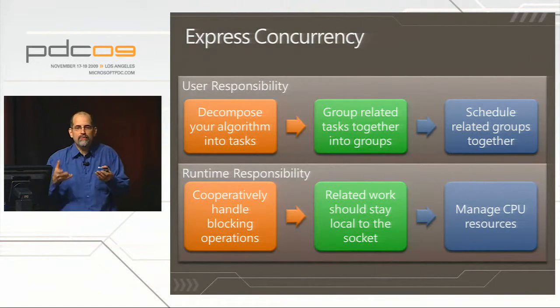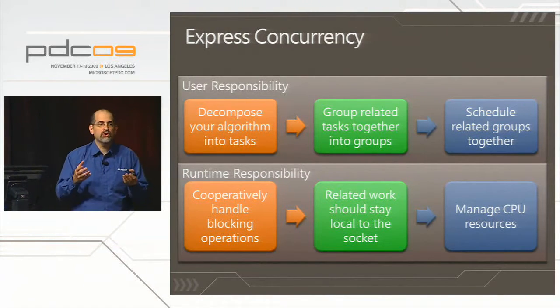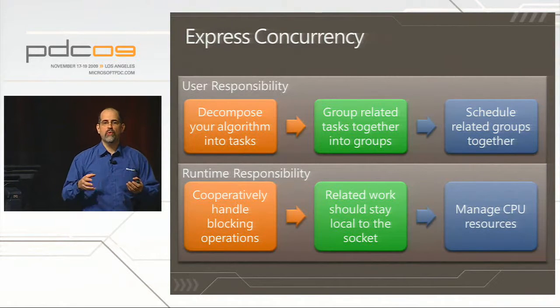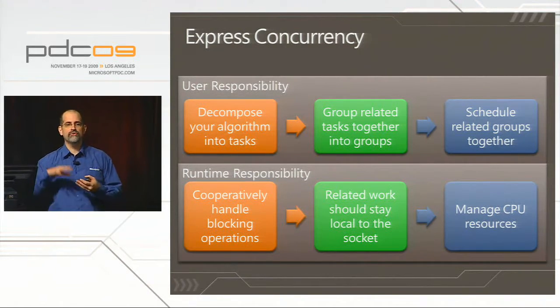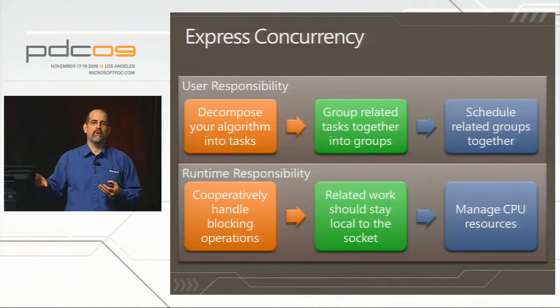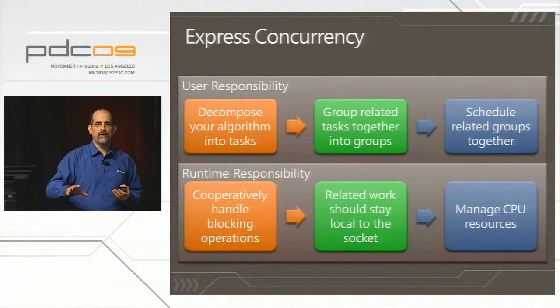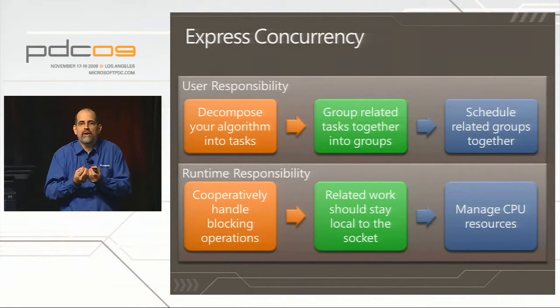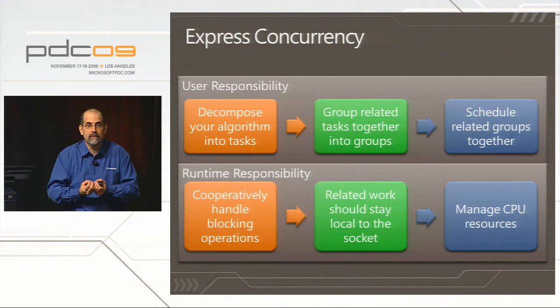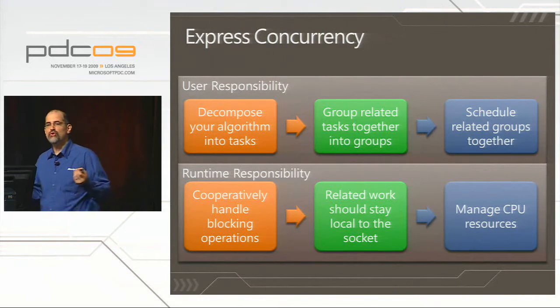We then group these tasks together. Which ones are related? Which ones are working on the same data? Which ones are dependent on each other? And then we need to schedule those on the existing hardware that it's running on. Now that's your job to say, these things should be scheduled together, and this is the quality of service that I need. That's what you need to do.